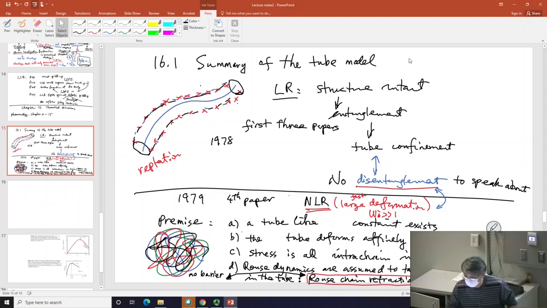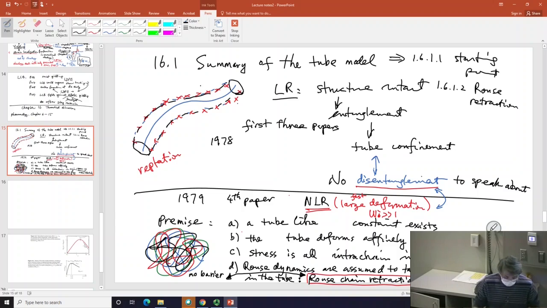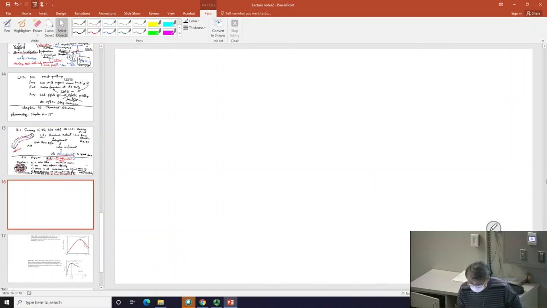Under the summary, there were many subsections. The first subsection is about basically the starting point of the tube model. Then I had a separate section just to talk about Rouse chain retraction. I'm not going to say more; you can go ahead and read that part. It has a lot to do with whether the deformation you have is fast or slow. And then I focused on something I already introduced for you, which is really the non-monotonicity. I want to highlight that again.